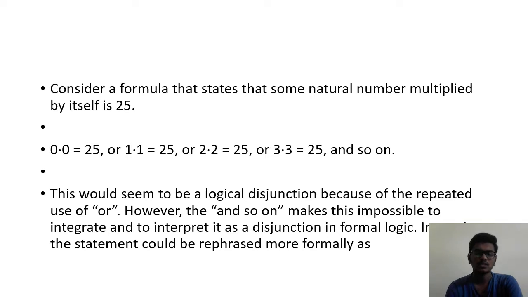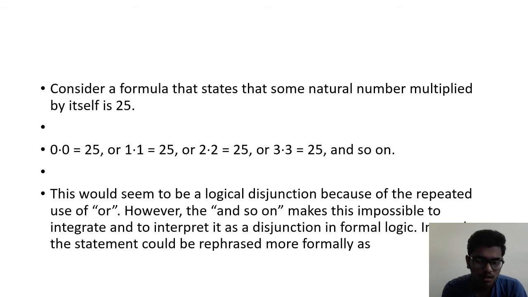Consider a formula that states that some natural number multiplied by itself is 25. Let us take 0 into 0 equal to 25, or 1 into 1 equal to 25, or 2 into 2 equal to 25, or 3 into 3 equal to 25, and so on. This would seem to be a logical disjunction because of the repeated use of or. However, the "and so on" makes it impossible to interpret it as a disjunction in formal logic.